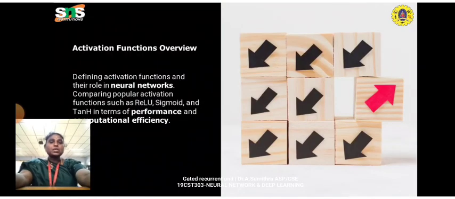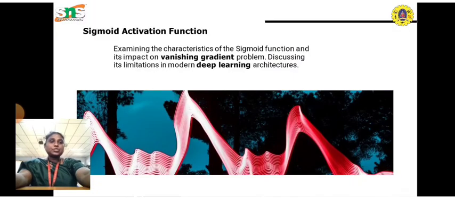Activation functions and their roles in the neural network: comparing popular activation functions, where you can use the sigmoid and the tanh in terms of performance and computational efficiency. The sigmoid activation function has a basic characteristic of suffering from the vanishing gradient problem.